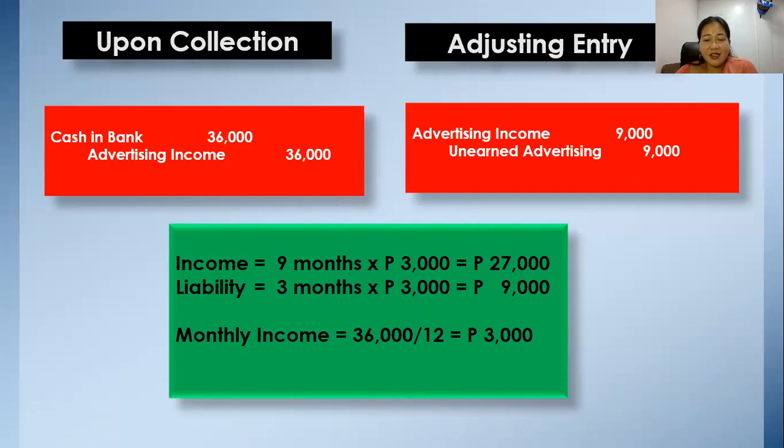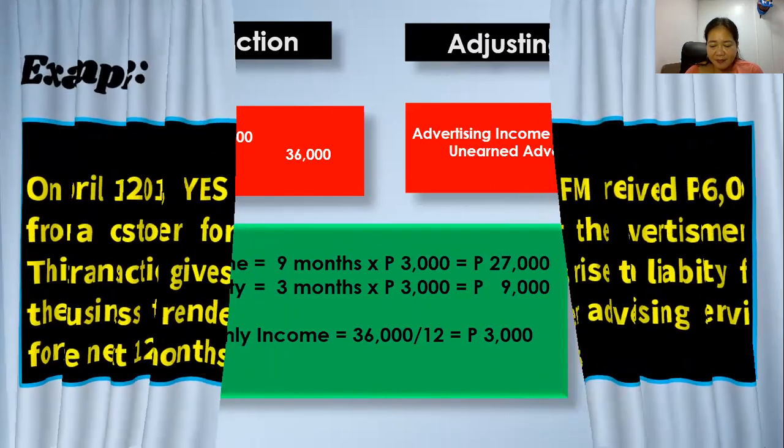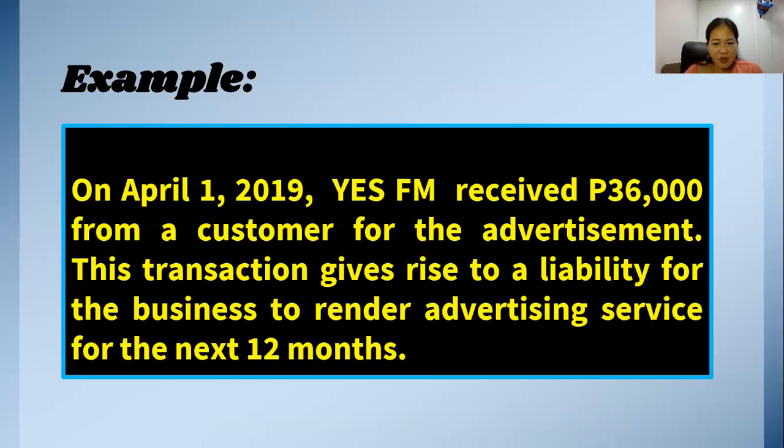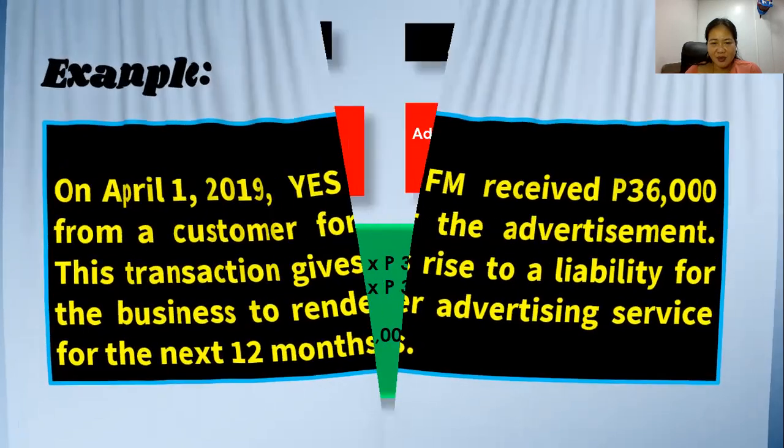Then for the adjusting entry, but before that, we need to determine what portion is income and what portion is liability. So if we're going to go back, the collection was made in April. If we're going to count April to December, it's exactly 9 months. So the 36,000 is good for 12 months.